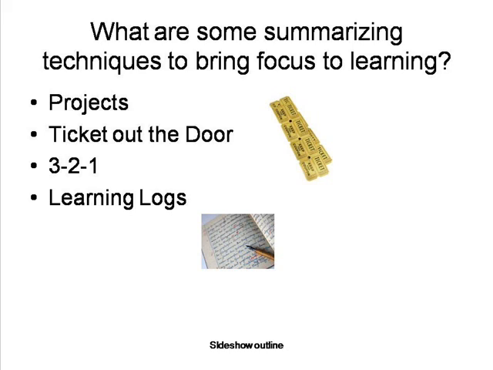3-2-1s can be used as another summarizing strategy. An example of a 3-2-1 for a lesson on Pythagorean theorem might be: tell me 3 places Pythagorean theorem can be used, tell me 2 important things about the triangle in Pythagorean theorem, and tell me 1 thing you found challenging while using Pythagorean theorem. A final example would be an individual student learning log where they reflect each day or lesson or unit on what they learned and what they found challenging.